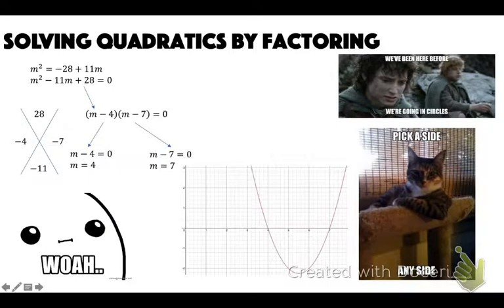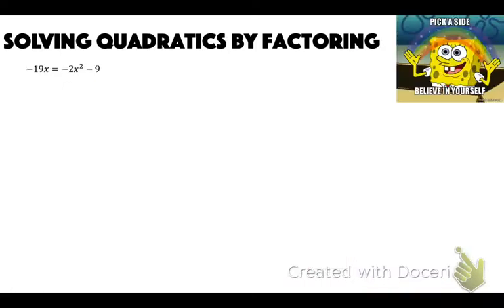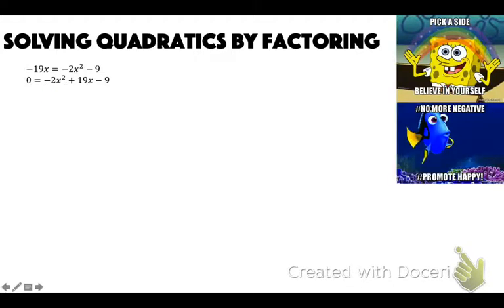Whoa. Okay, so this one, we want to get everything to one side. So I moved the 19x over. But notice here how this is negative still. I don't like that. I don't like having negatives leading. It makes it harder. So we don't want negatives. We're going to divide everything there by negative 1.